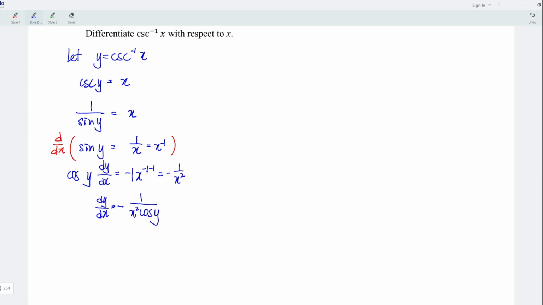However, we should express dy/dx in terms of x, which means that we have to make some replacement for cos y. Recall that by using trigonometric identity, cos squared y plus sine squared y is equal to 1. If we rearrange the equation, we obtain cos squared y is equal to 1 minus sine squared y. In other words, cos y is equal to plus minus square root of 1 minus sine squared y.